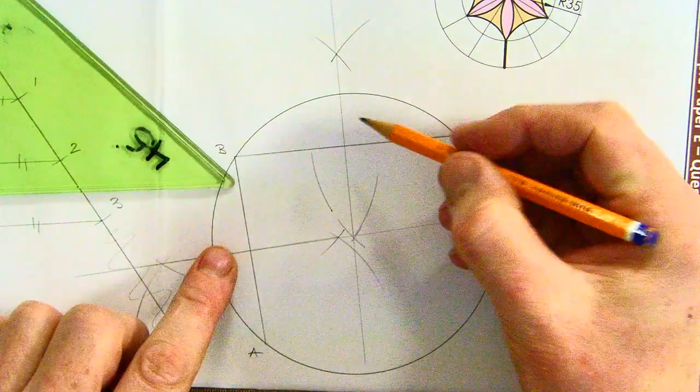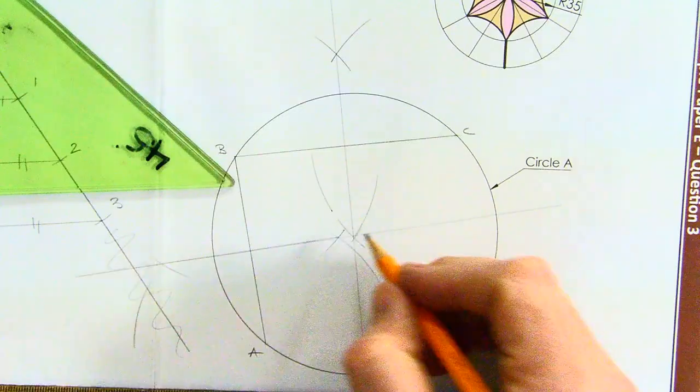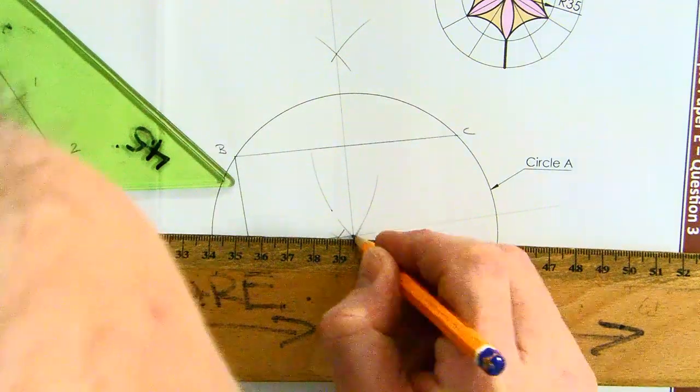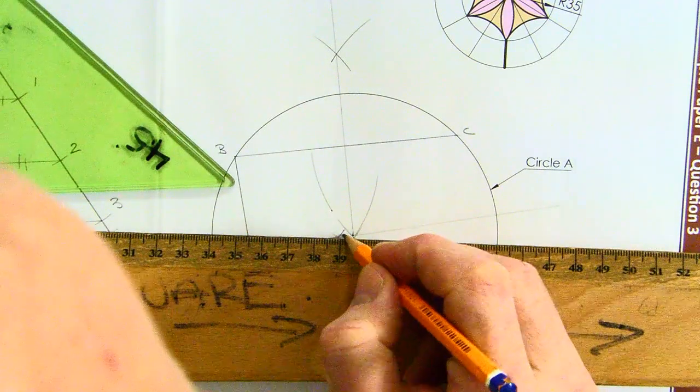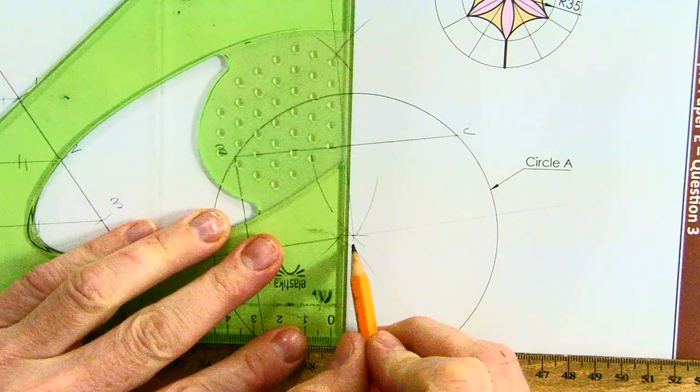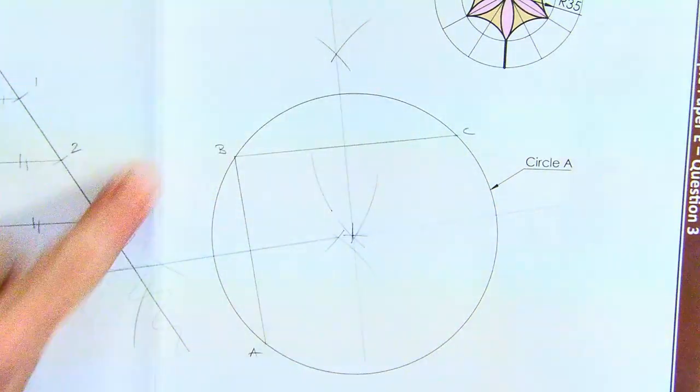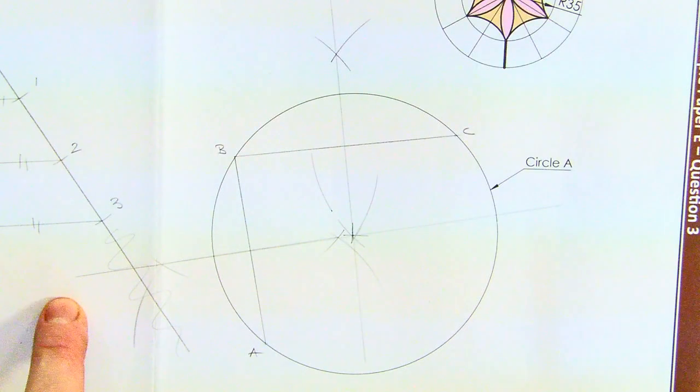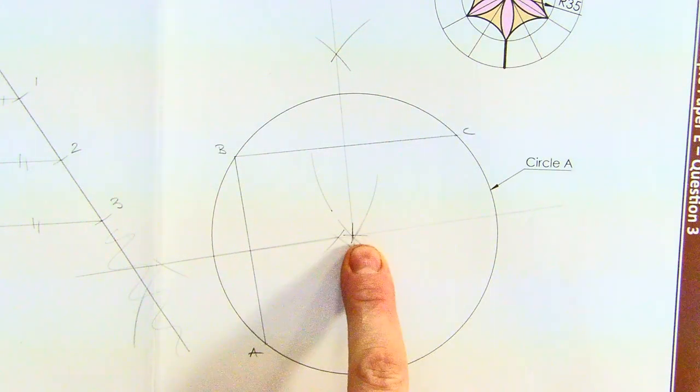Now, where this bisector cuts this bisector, this is the center here. So where that bisector coming straight out from here and this bisector coming straight in from here, the two of those cross, that's the center.